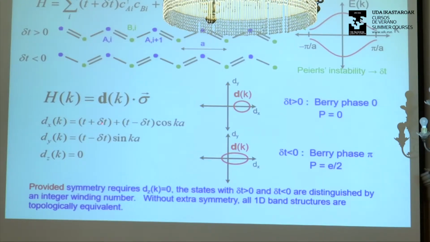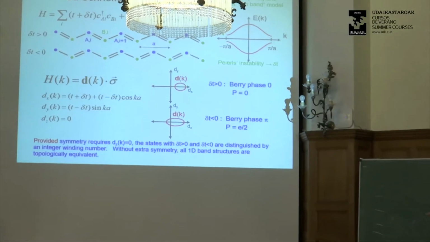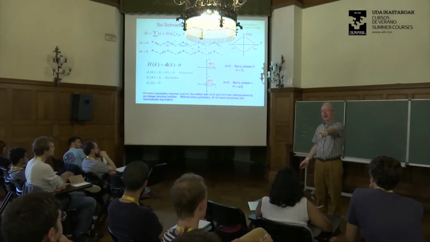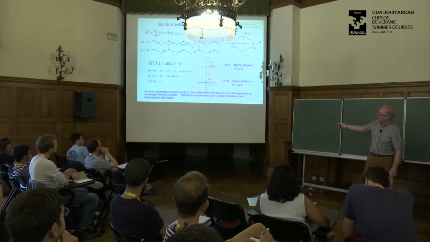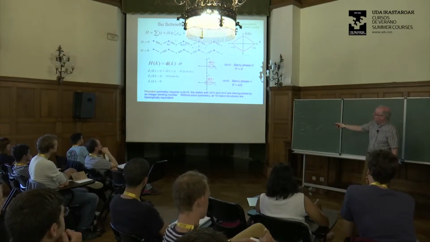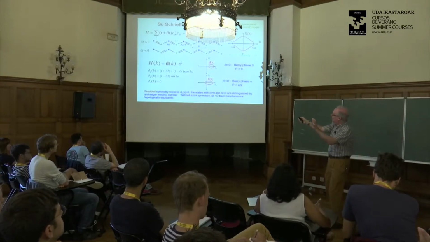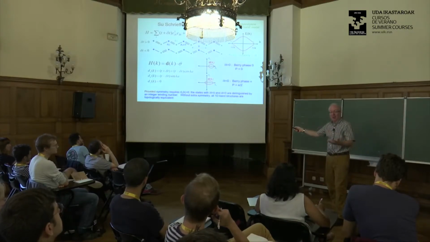In the B phase, where delta t is negative, you can see that dx can change sign, because this is bigger than this. And so that looks like this. In that case, if I follow the d vector around, it rotates by 2 pi, and so that gives us the pi Berry phase. So in the B phase, there's a Berry phase of pi, there's a polarization of e over 2. And it kind of makes sense that to get from the A phase to the B phase, it's like you're moving all the electrons over by 1/2 of a unit cell, and that gives a polarization of e over 2.